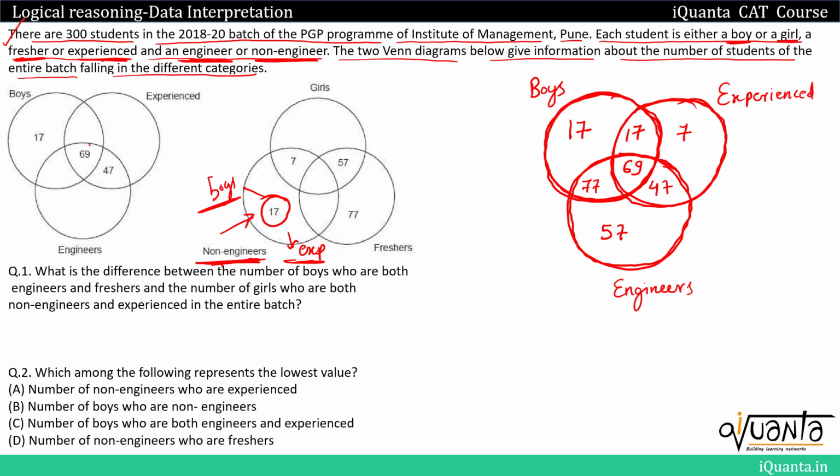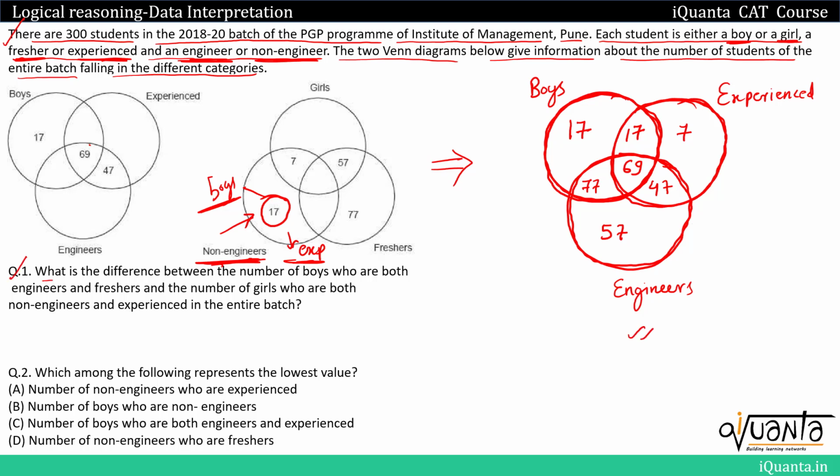So we have just transformed 6 attributes into a 3 set Venn diagram. What we have to do is consider only one thing at once. That means a person can either be a boy or girl. He can either be experienced or fresher, but not both at the same time. And he can either be an engineer or non-engineer, but not both at the same time. So we have the Venn diagram. Let us try to solve the questions.